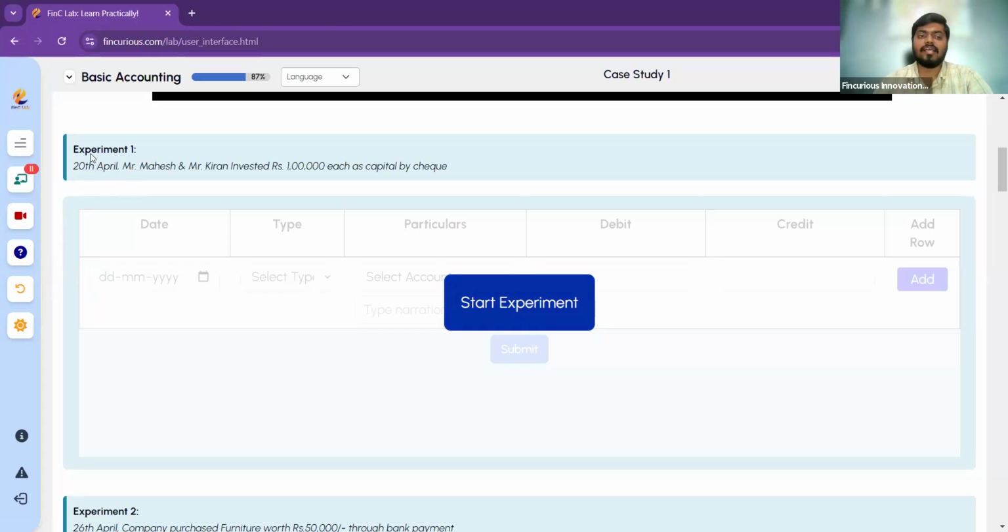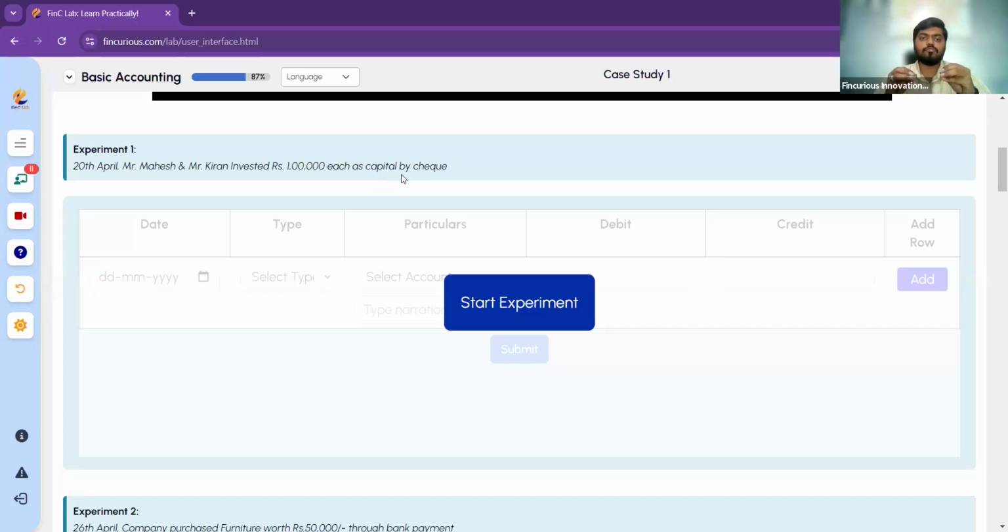You can see here experiment one. On 20th of April, Mr. Mahesh and Mr. Kiran invested rupees 1 lakh each as capital by check. First of all, we just need to understand the transaction. What is happening in this particular transaction? One by one, we will understand. Mahesh and Kiran, two people, might be friends or business partners, investing 1 lakh each by check. By check means through the bank. So now into the company.